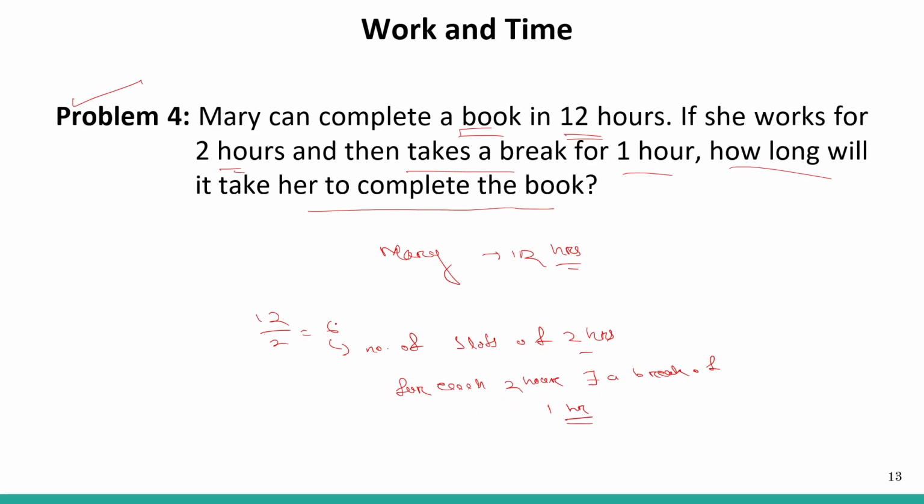So for 6 slots, how much time will she take as rest? For each 2-hour slot she will take 1 hour as rest, so 6 hours of rest. This is what you must have been thinking. So you will say that the total number of hours she will need is 12 plus 6 is equal to 18, but this will be wrong.